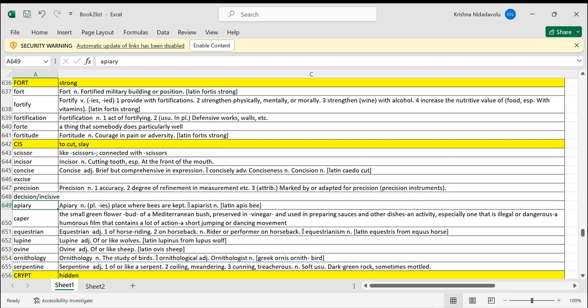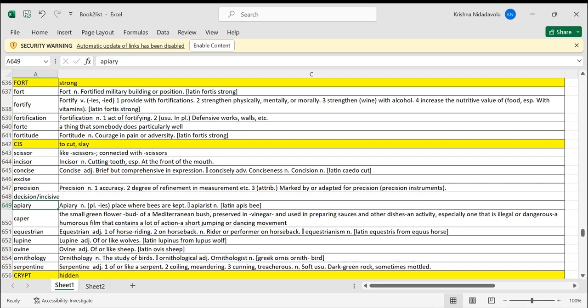Caper means a playful leap or playful jump. Caper in Latin also means male goat. Capricorn, the zodiac sign, is also derived from this word, caper. Capricorn is the shape of the goat, right? So caper is male goat. What does a male goat do? It leaps, it jumps, right? Goats are very frolicsome.